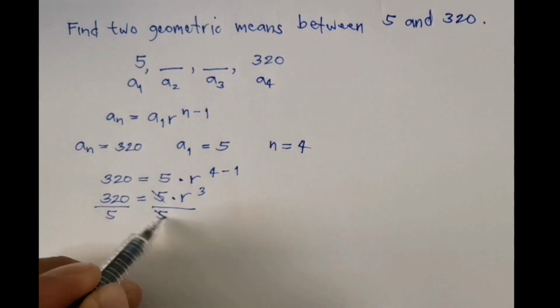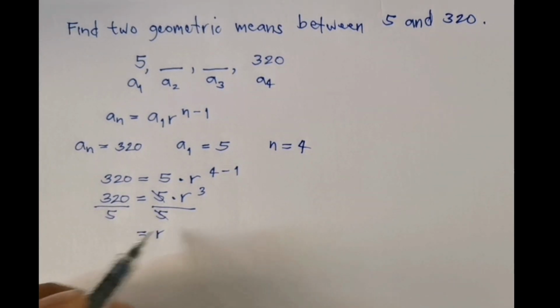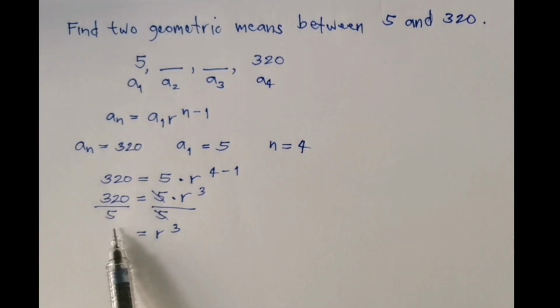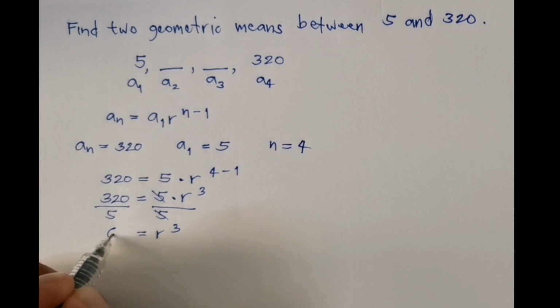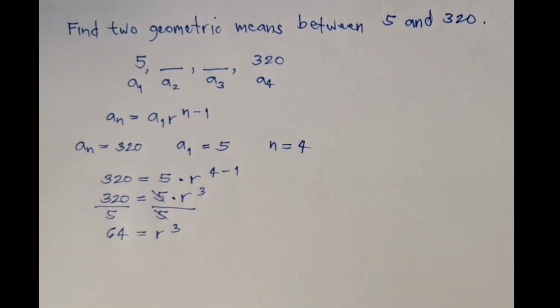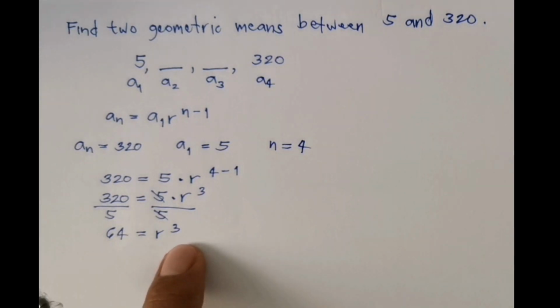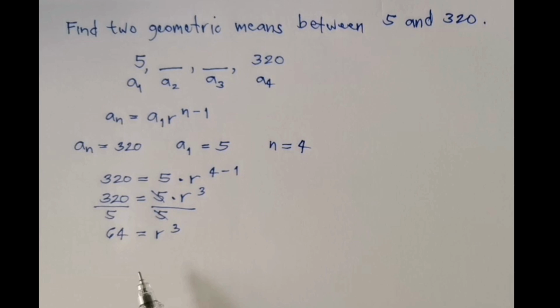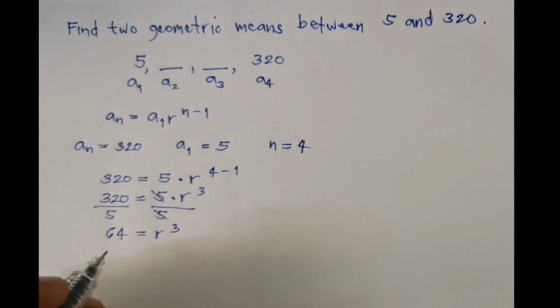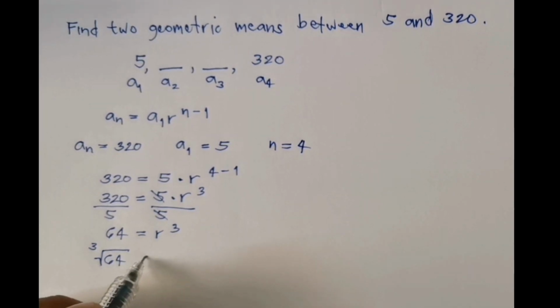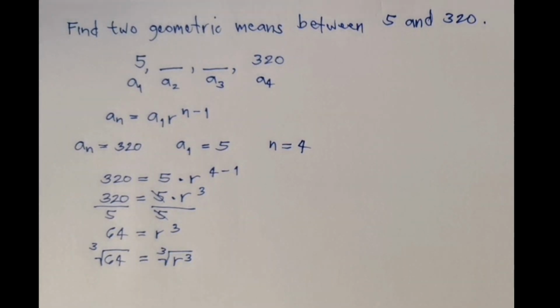Okay, so this will be cancelled out. What remains is r cubed. And we divide 320 by 5. That gives us 64. Okay, so we'll only be needing the value of r alone. But this represents 3 r's. So we need to extract the roots by getting the cube root of 64 and getting the cube root also of r cubed.